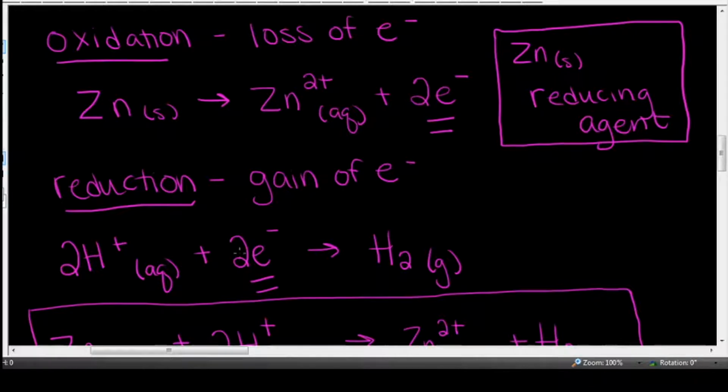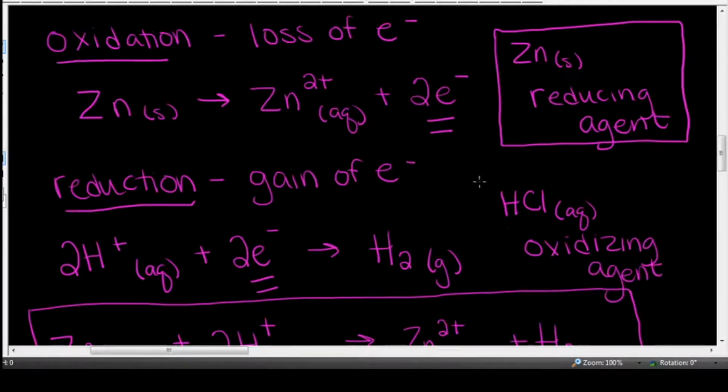And this thing that is being reduced is allowing for the oxidation of this thing up here, the zinc. So in this case, the HCl, which is where those aqueous H+ ions came from, the HCl is the oxidizing agent. So you just have to remember that the agent thing is reversed. The thing that gets oxidized is the reducing agent. The thing that gets reduced is the oxidizing agent.